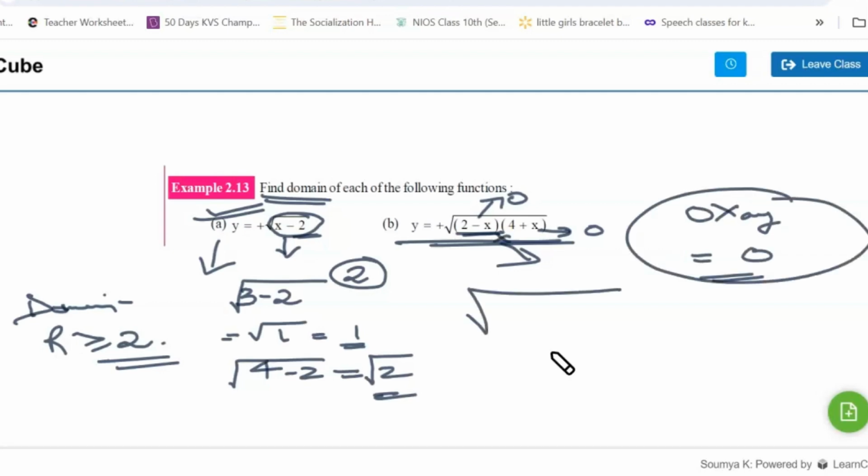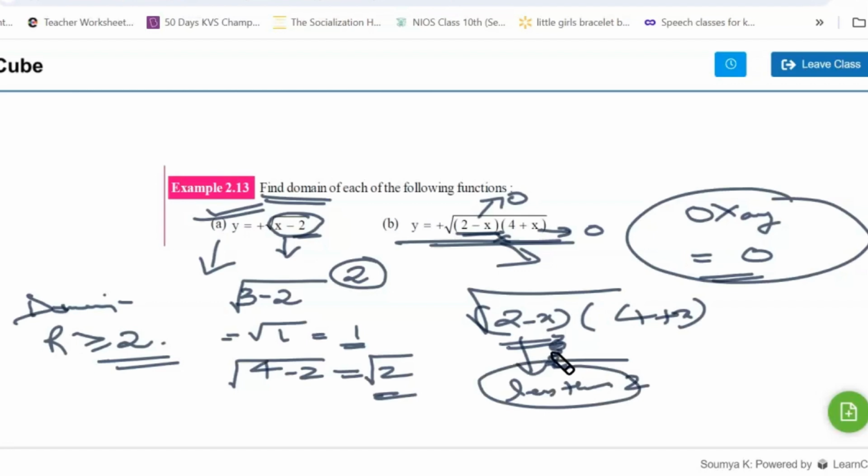And square root of 2 minus x, 4 plus x, this is the case. So you have to avoid a 0 here. So for that, you have to have a value. If it is 2, the value will be 0. If you have 3 here, the value will be negative. Okay, so try to avoid those values, and we can consider these values as less than 2. Less than 2. So that is an appropriate case for this.